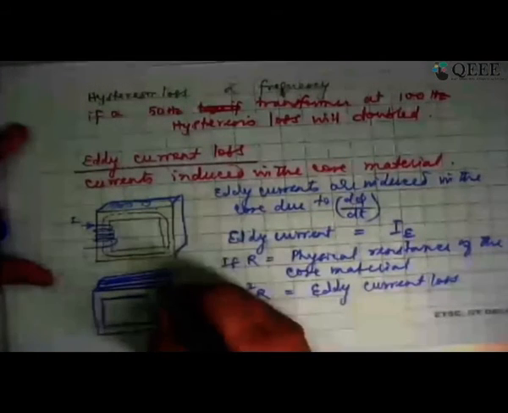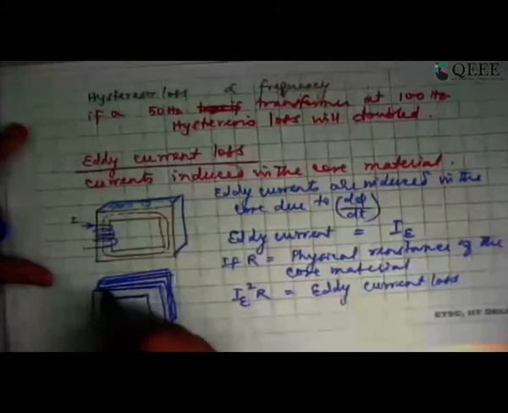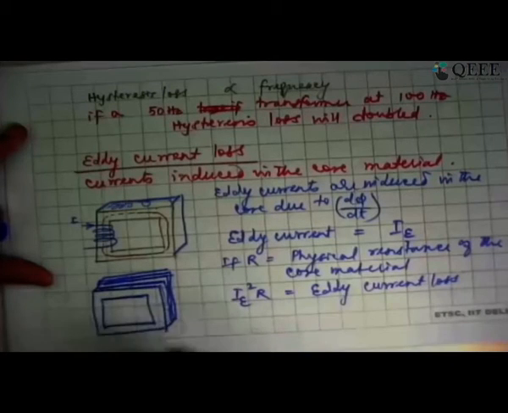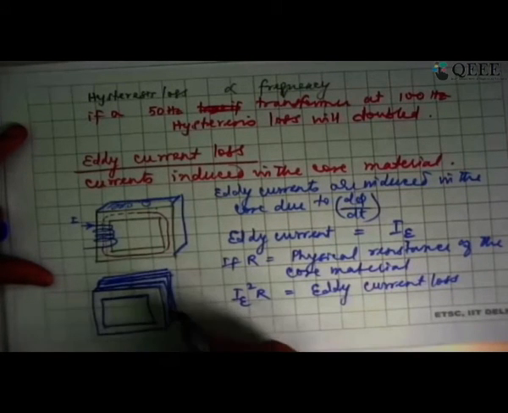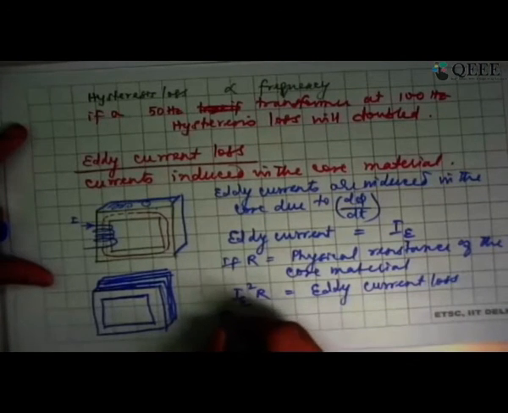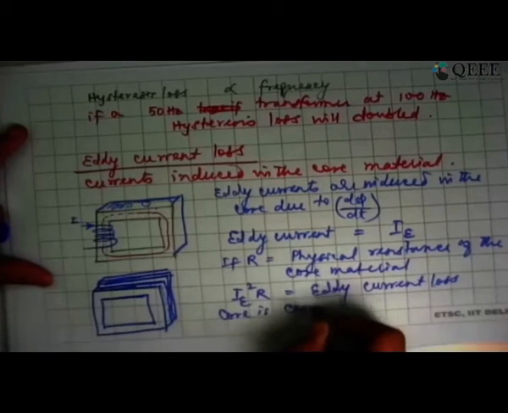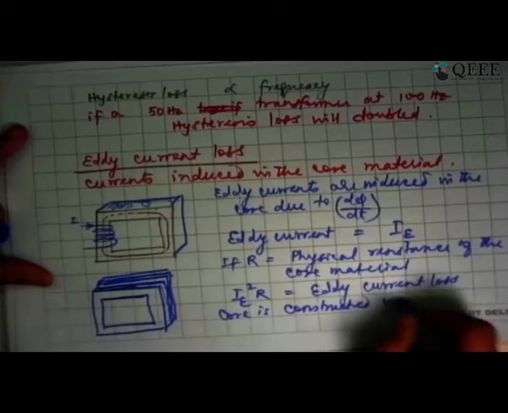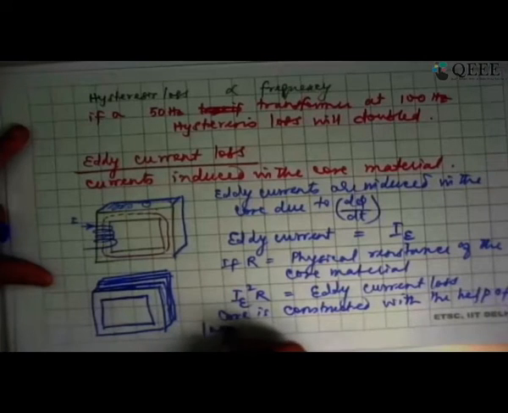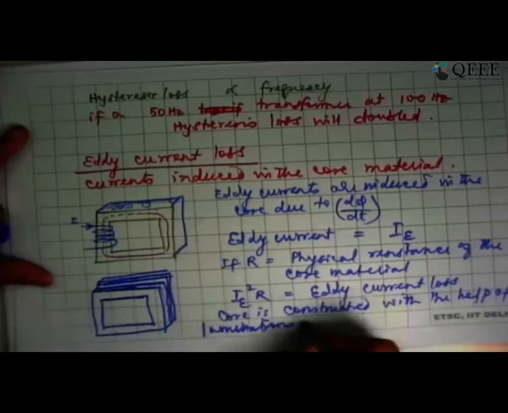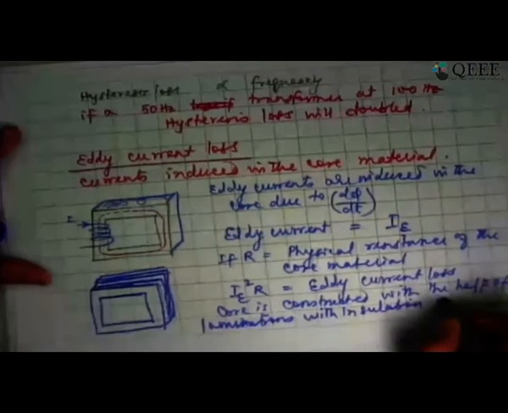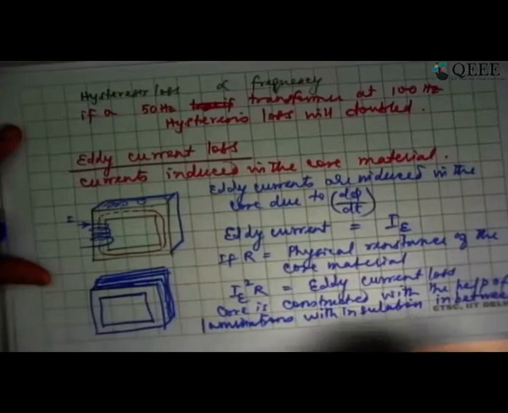I'm going to stick them together. So if I look at it, it will look as though multiple thin pieces of this square are put together to make the complete core. And in between the two laminations or stampings, I'm going to have some varnish. So core is constructed with the help of laminations with insulation in between adjacent laminations.